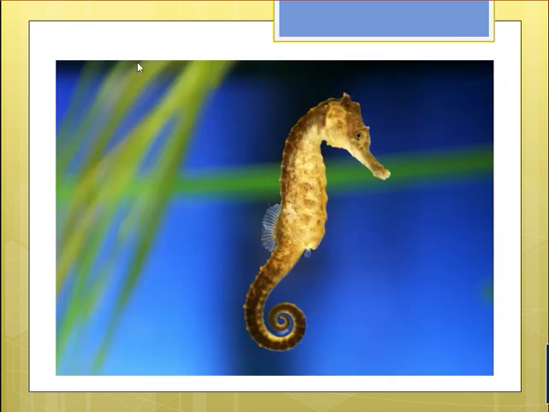Now the swimming behavior. The seahorse habitually swims in a vertical or upright posture using its single dorsal fin. This is a single dorsal fin which is used as a propeller. So these are the main characteristics of the seahorse.